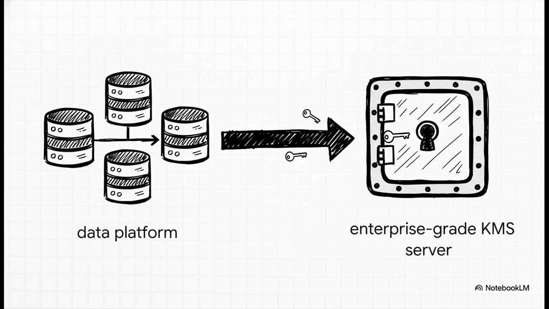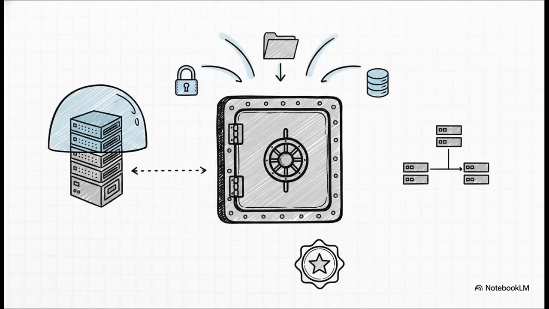So, you might be wondering, how does the data platform actually talk to one of these external key vaults? Well, it uses a kind of universal language called KMIP, the Key Management Interoperability Protocol. Just think of it as a secure, standardized connector. It lets the data platform ask for keys from any enterprise-grade KMS, which is absolutely crucial for meeting those strict security and compliance rules.